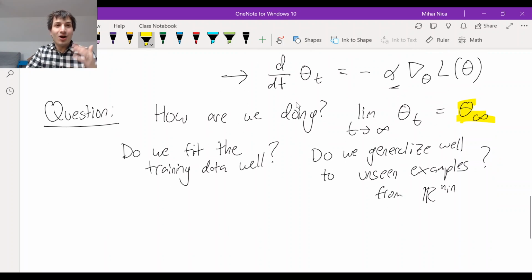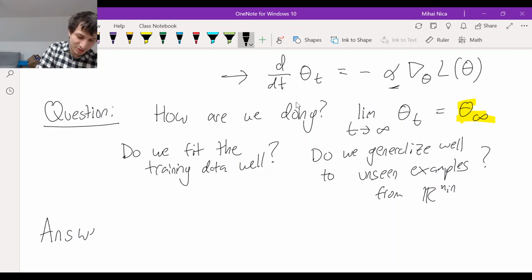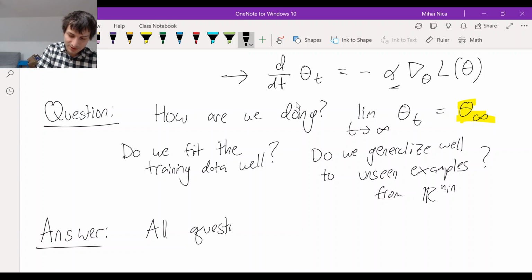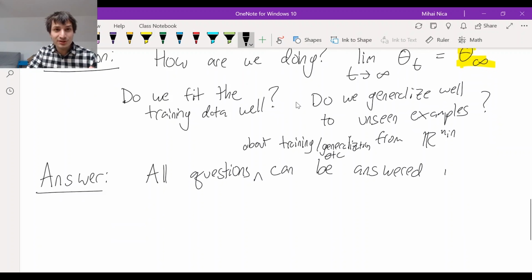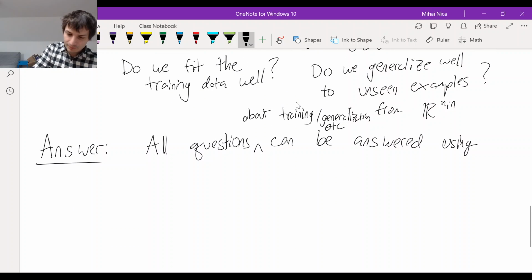And it turns out, anything you could possibly want to know about this model can be answered in terms of a very simple function. So the answer is, how are we doing? All questions, maybe let's say all questions about training, generalization, etc., can be answered using the kernel function.